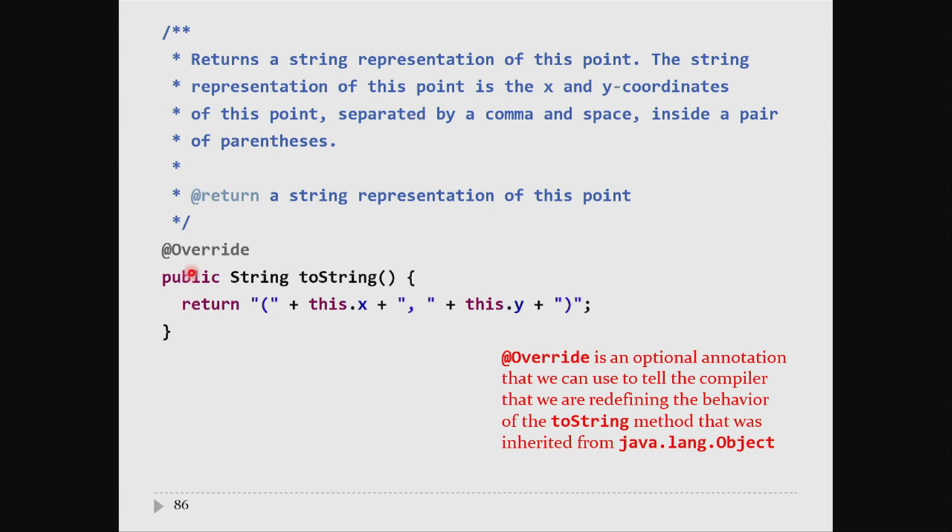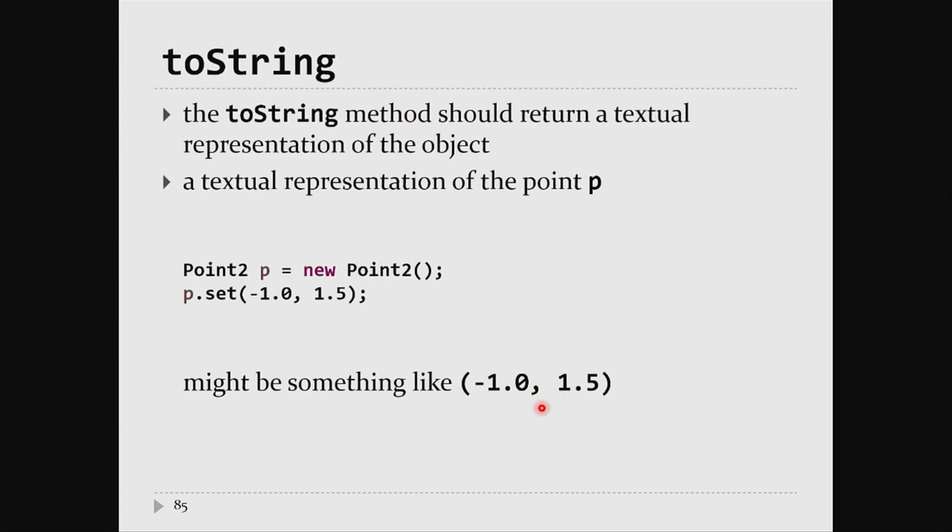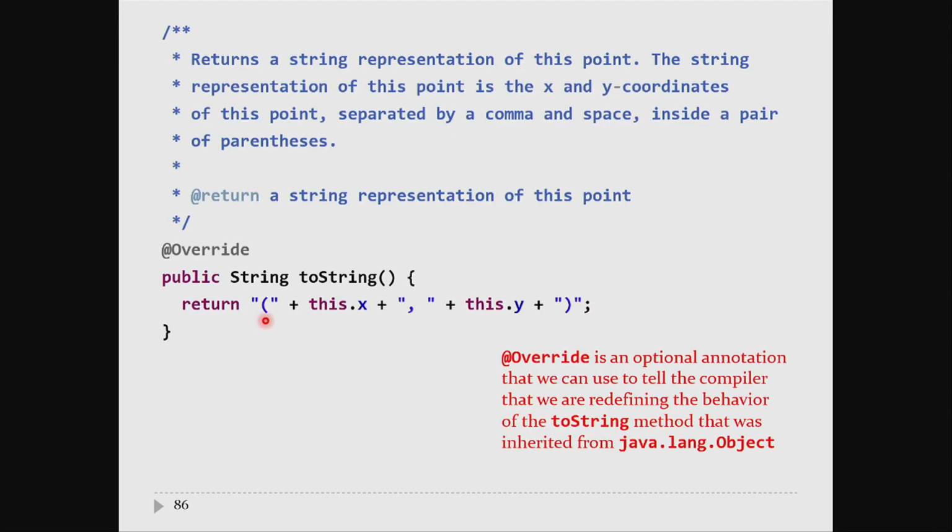toString always has the method header public String toString. Now how do I implement it? I need to make a string that looks like that. I need to start with a round bracket, then the x coordinate of the point, then a comma and a space, then the y coordinate of the point, and then the closing round bracket. There's the opening round bracket, the x coordinate, the comma and space, the y coordinate, and the closing round bracket. So just use string concatenation to build the string and return it.